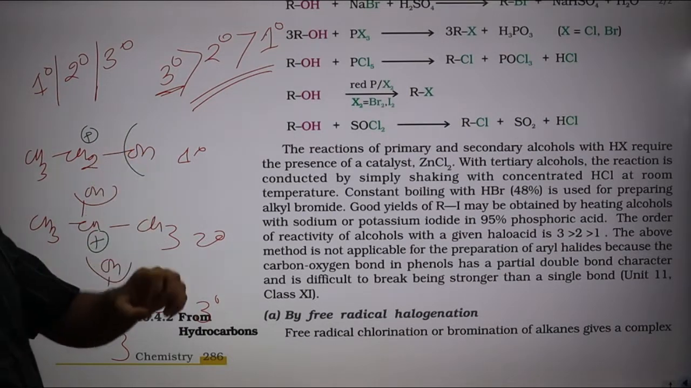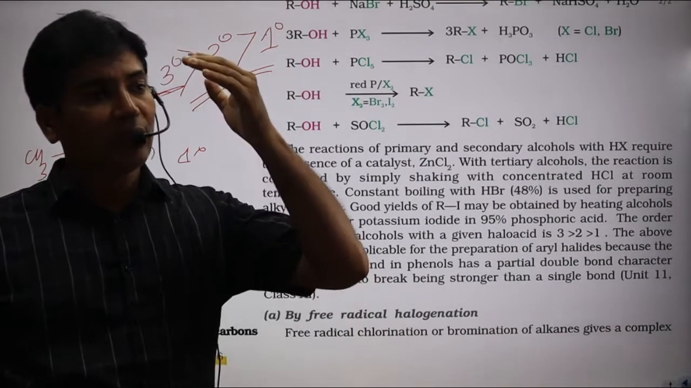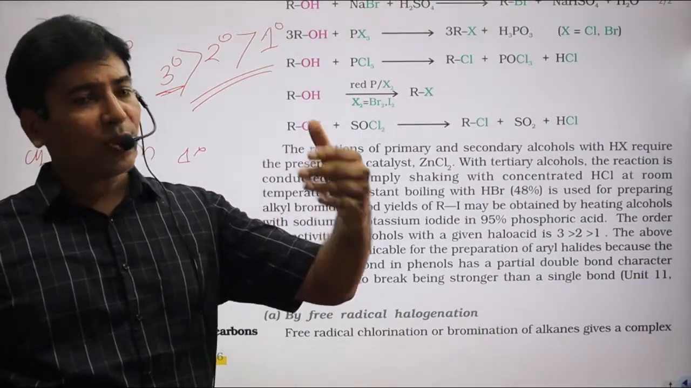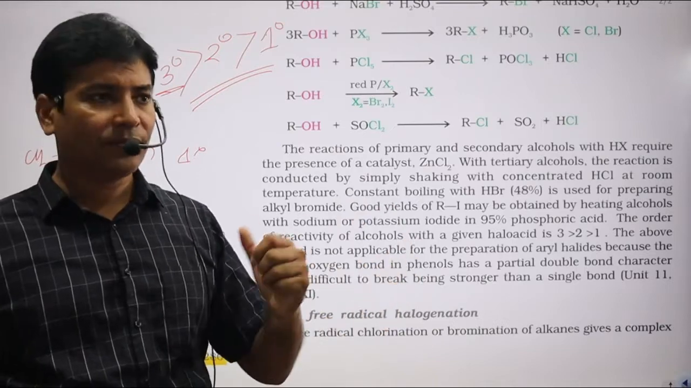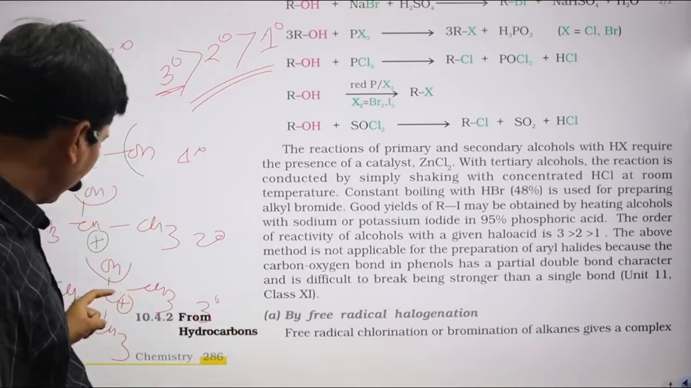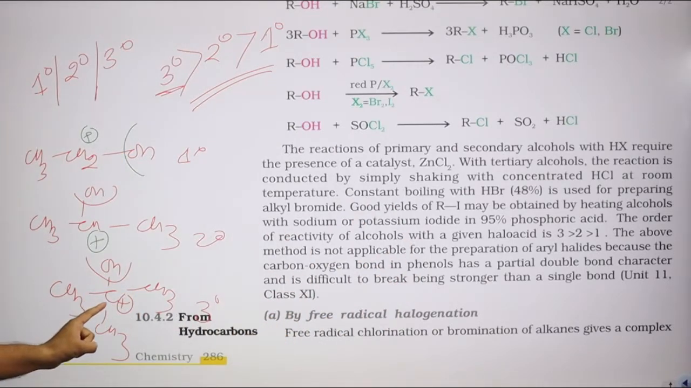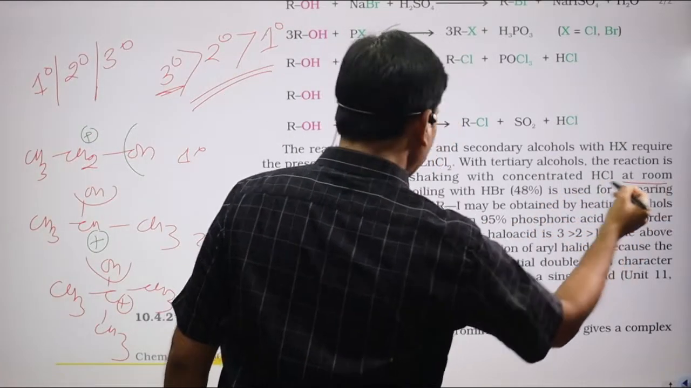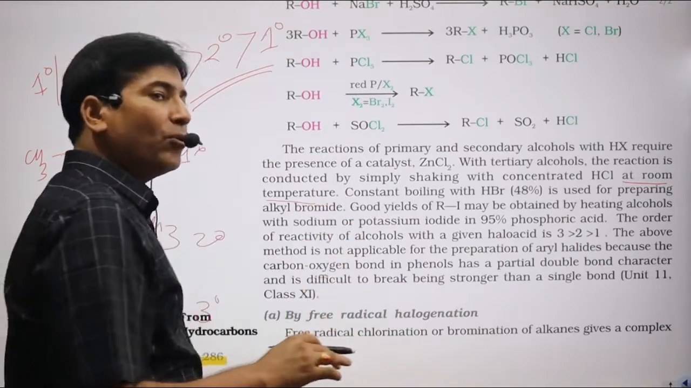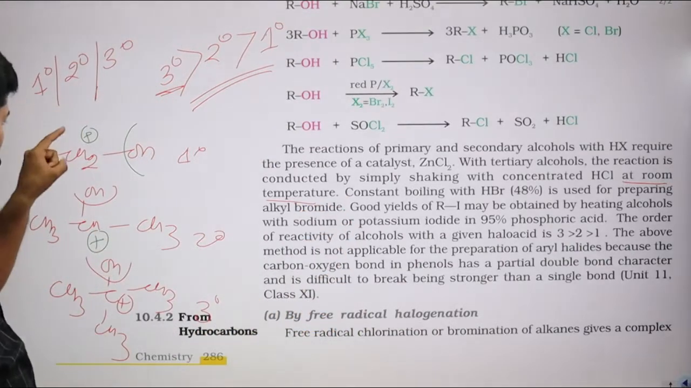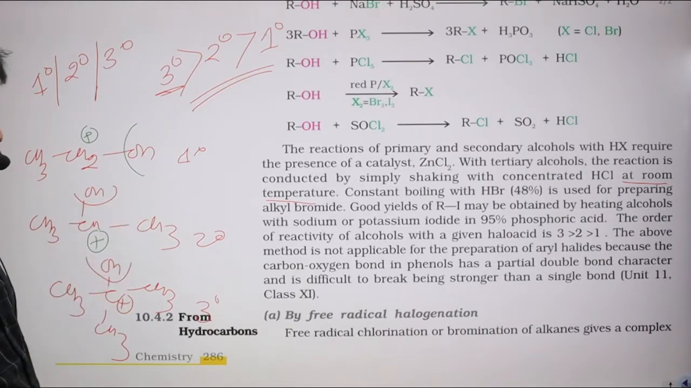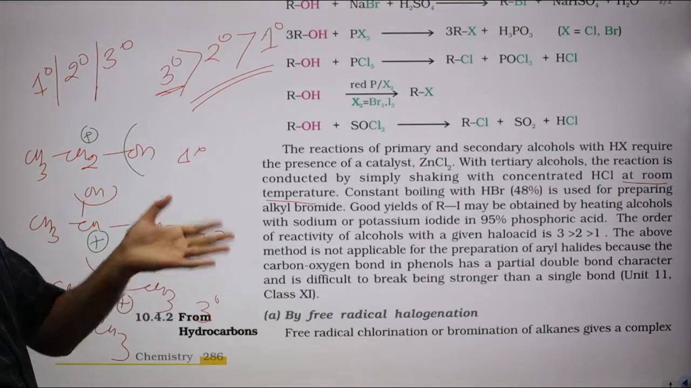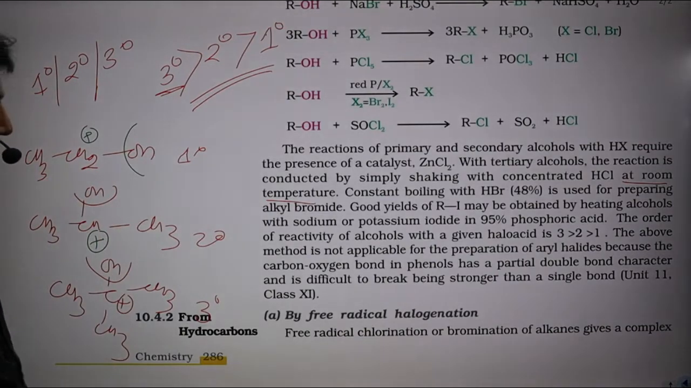Keep in mind, the alcohol which removes the OH group at a faster rate will also participate in the reaction faster, and it will produce the product at a faster rate. So that's why you can see tertiary alcohol can participate in the reaction even at room temperature and does not require any catalyst. Only primary and secondary alcohols require a catalyst. In the case of tertiary alcohol converting into alkyl halide, no catalyst is required.